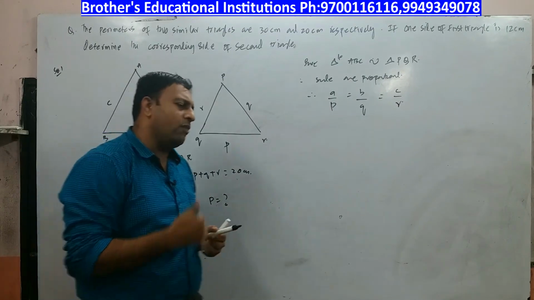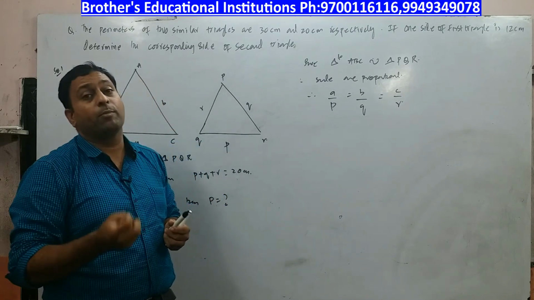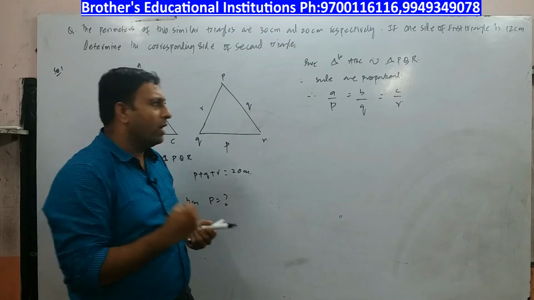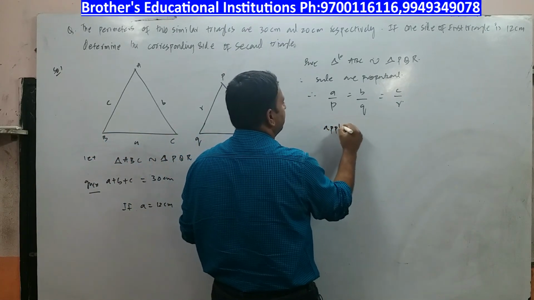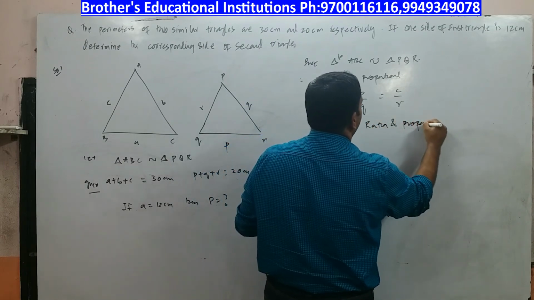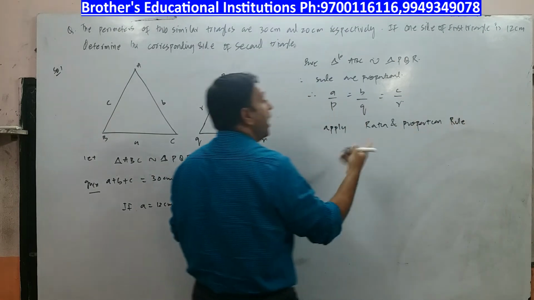Now children, we have to go into the algebra, and there is a property called the ratio and proportion rule. Now that rule we have to apply. What does that rule say? Apply the ratio and proportion rule.